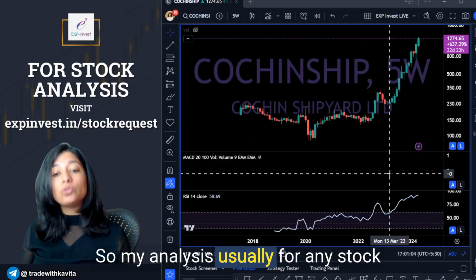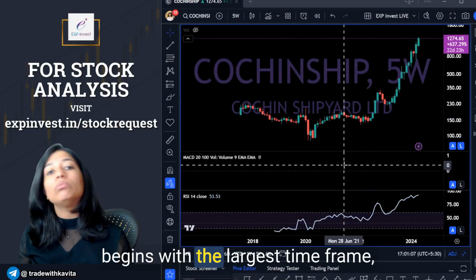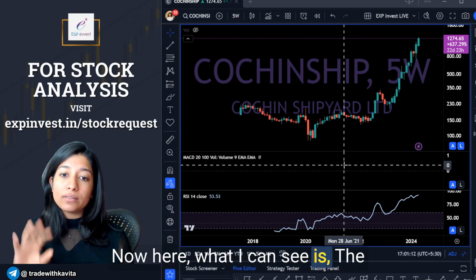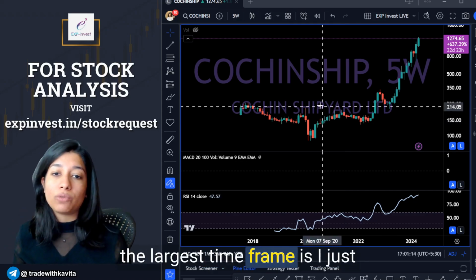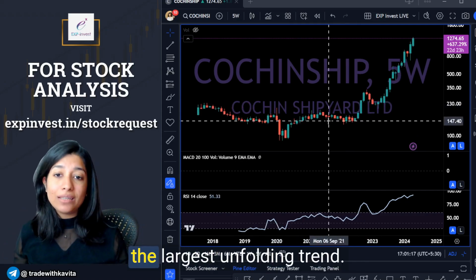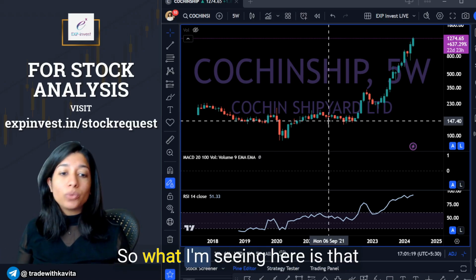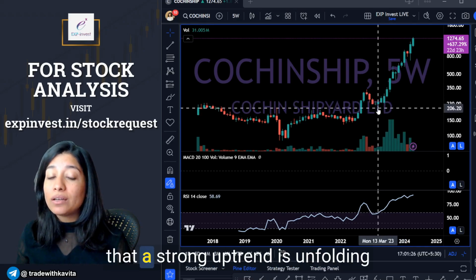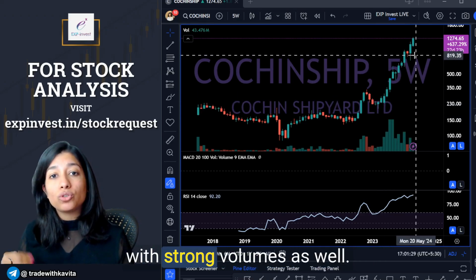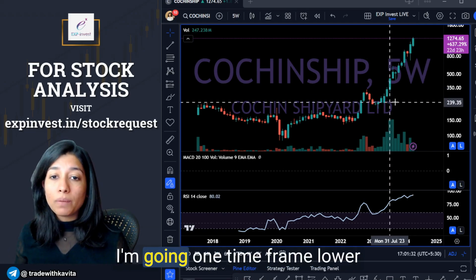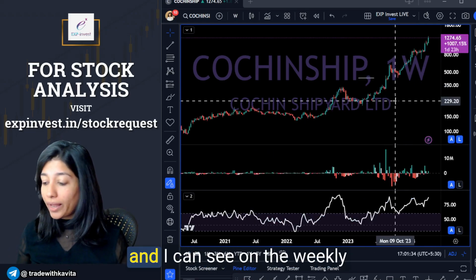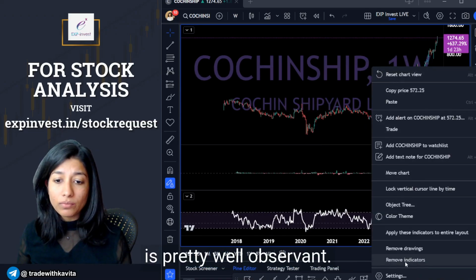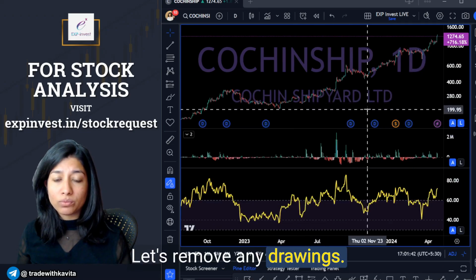So my analysis usually for any stock begins with the largest time frame, that is the 5-week time frame. The reason why I want to start with the largest time frame is I just want to start with assessing the largest unfolding trend. So what I'm seeing here is that super bullishness is unfolding, and what the volume suggests is that a strong uptrend is unfolding with strong volumes as well. Going one time frame lower, I can see on the weekly time frame this analysis is also well observed. Let's remove any drawings that are there.